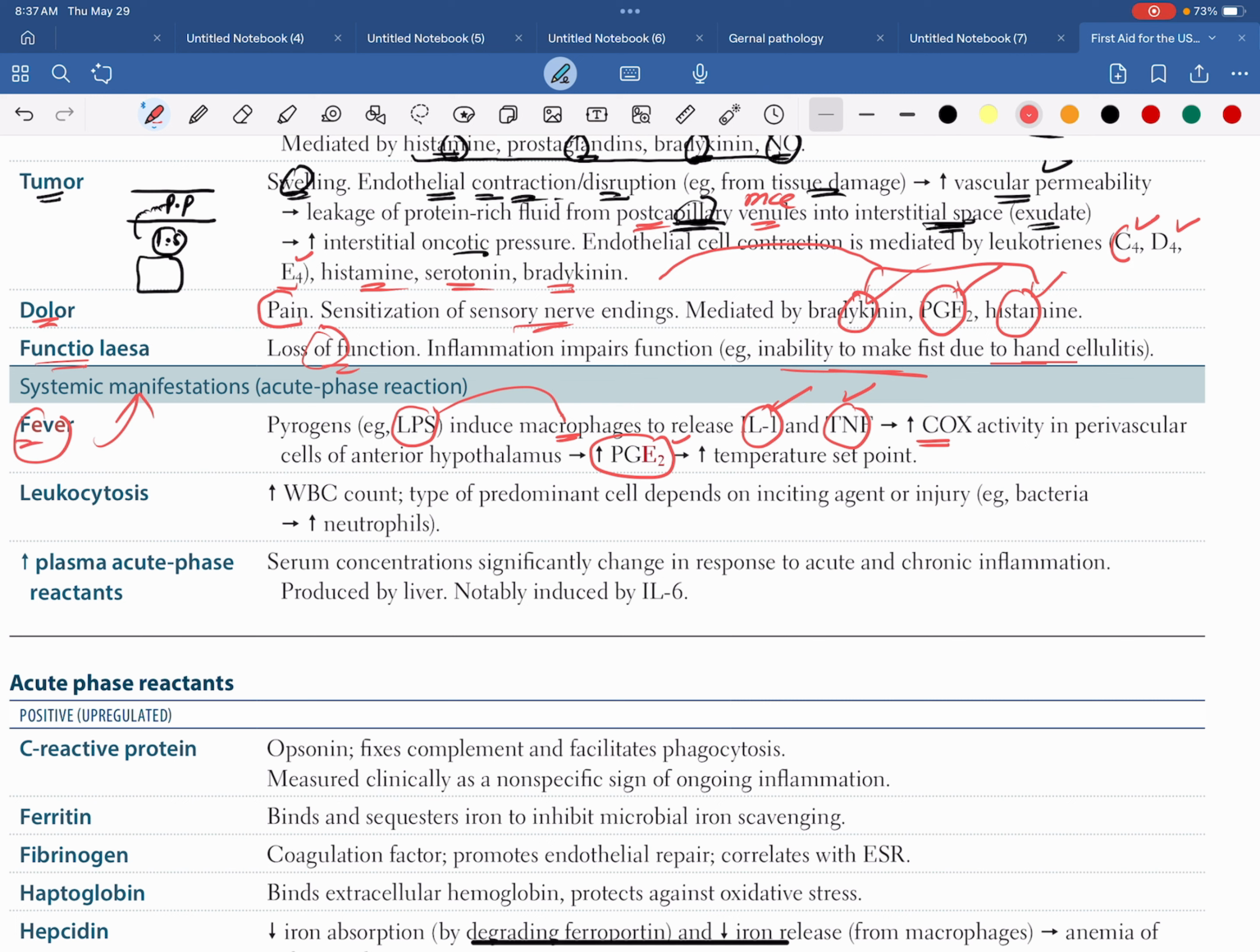The important point is what kind of prostaglandin is going to produce the fever. Basically it is PGE2. And how is PGE2 produced?